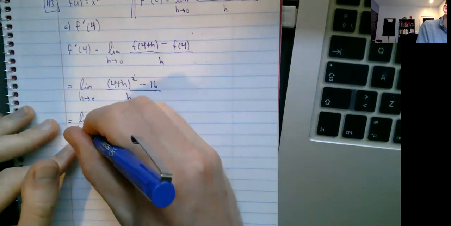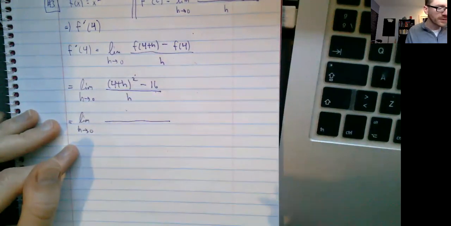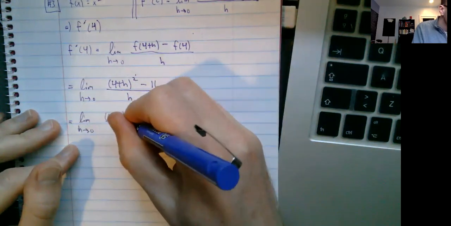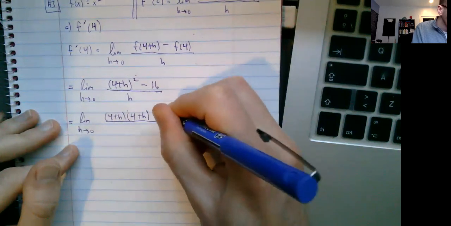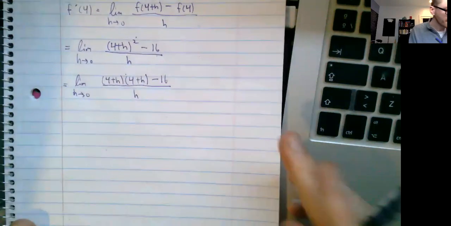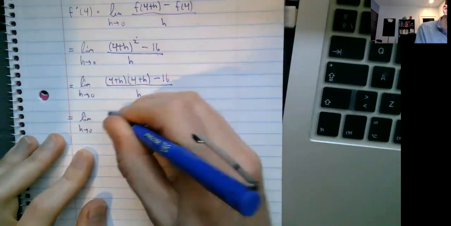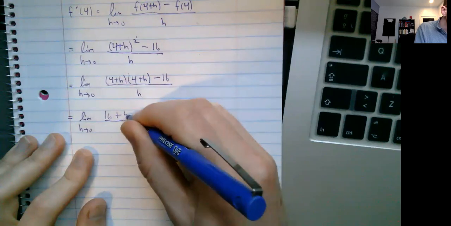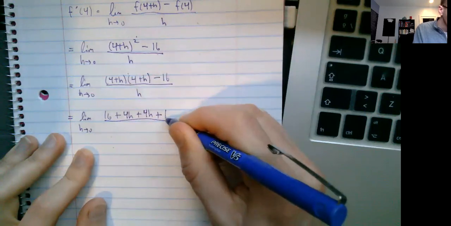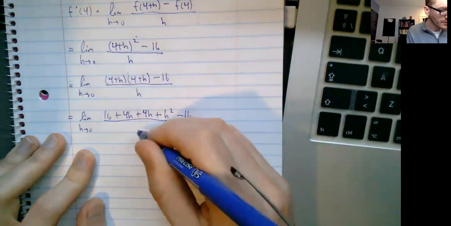Well, certainly one thing that you can do is multiply out this 4 plus h. Again, remember, 4 plus h squared is not simply 4 squared plus h squared, right? It means 4 plus h times a copy of itself. That's what 4 plus h squared means. And this has to be multiplied out. So if we do that, 4 times 4 is 16. 4 times h is 4h. h times 4 is 4h again. And then h times h is h squared. And then, of course, we still have that minus 16 at the end, all over h.